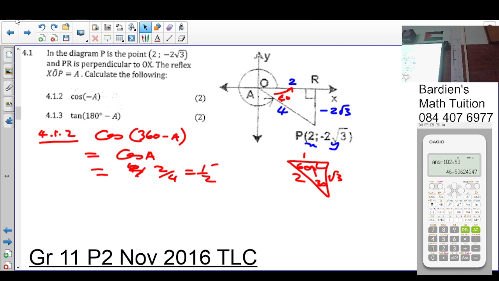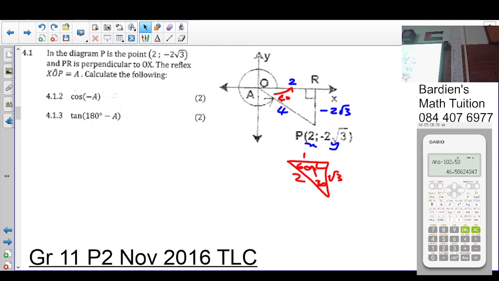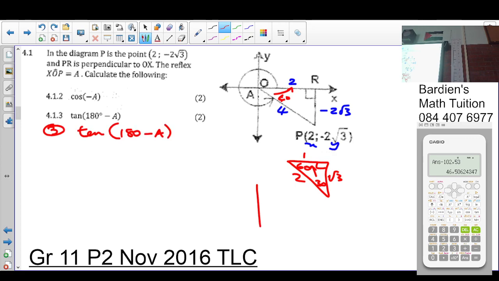The next question is to work out tan of 180 minus a. So we ask ourselves, okay, all stations to Claremont. Here's 180. 180 minus a takes you to quadrant 2. Is tan positive or negative? Negative tan of A. Now we go back to this triangle here. This is A, that's your reference.